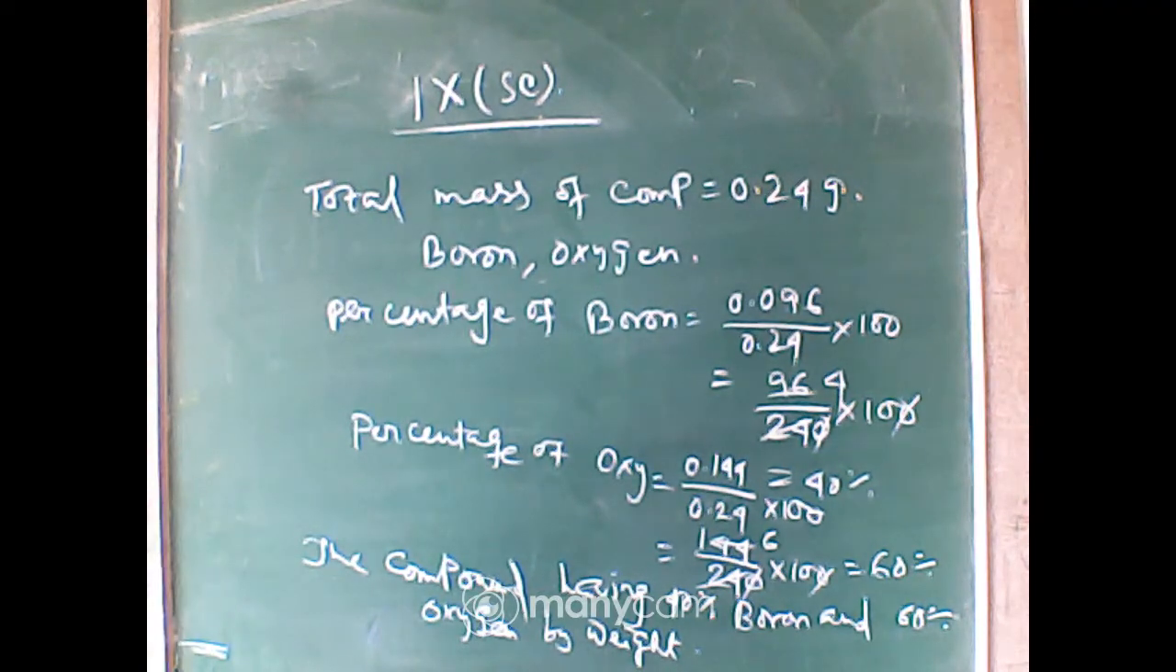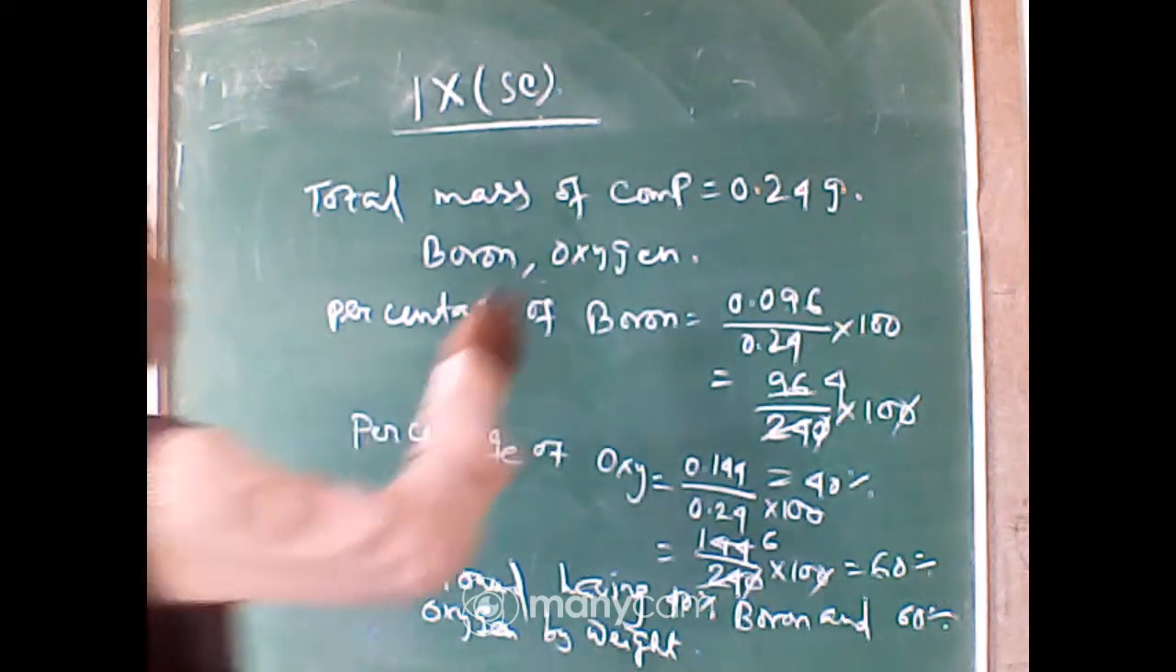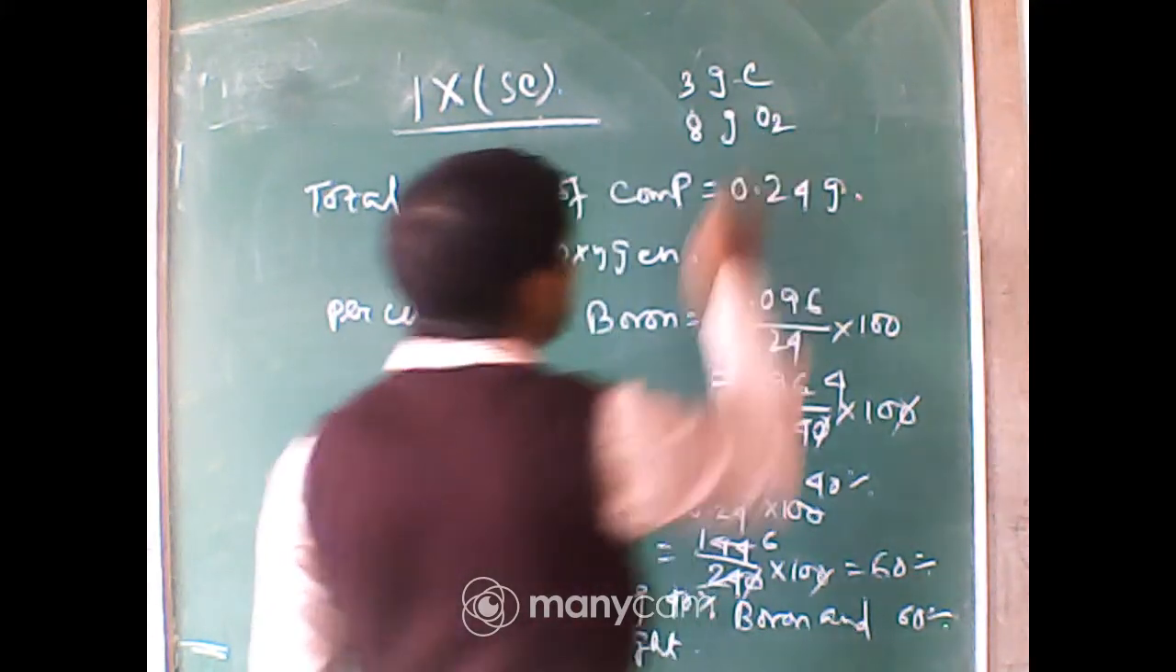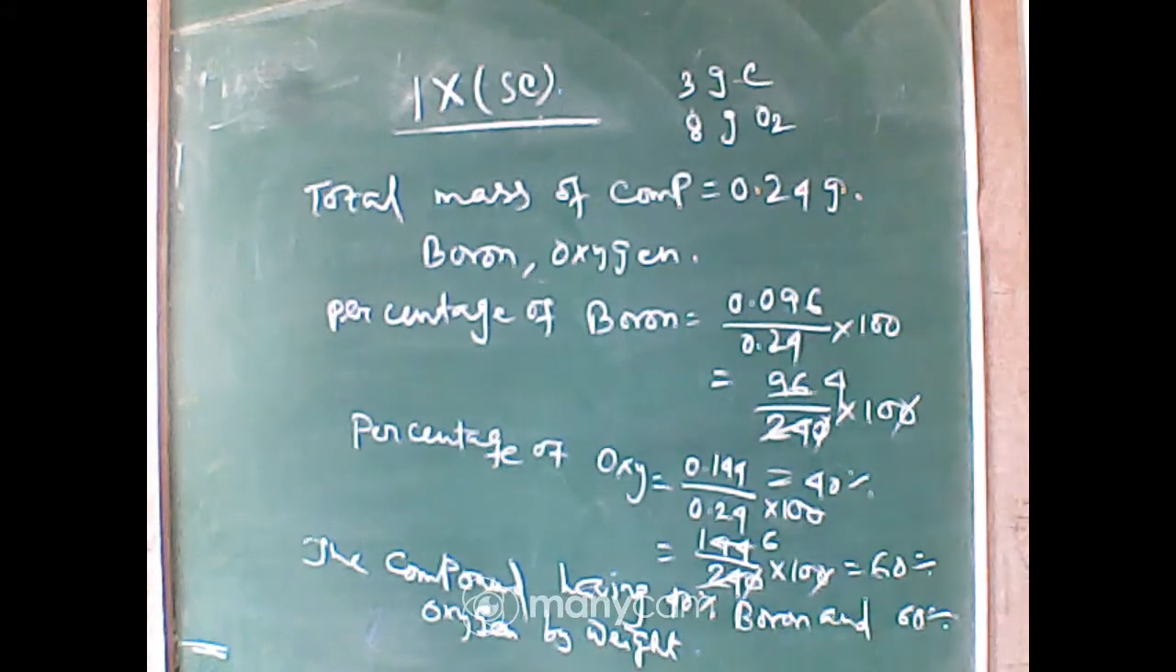Read the problem carefully. It says that when 3 gram of carbon is burned in 8 gram of oxygen, 11 gram of carbon dioxide is formed. What mass of carbon dioxide will be formed when 3 gram of carbon is burnt with 50 gram of oxygen? Which law of chemical combination will govern your answer?